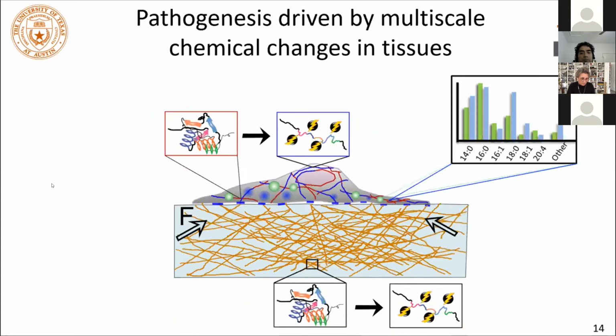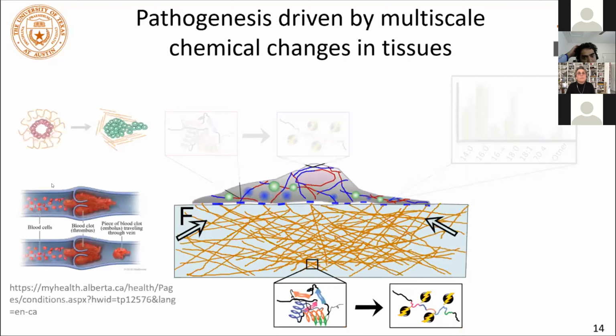So this is what we're interested in: using these microscopy tools to investigate pathogenesis that is driven by multiscale chemical changes in tissues. We look at protein structure inside of matrices, protein structure inside of cells, and then lipid composition as well, because that's something we've developed over the years, how to do some pretty unique lipid composition imaging with these methods. What I'll talk about first is the protein structure in matrices.